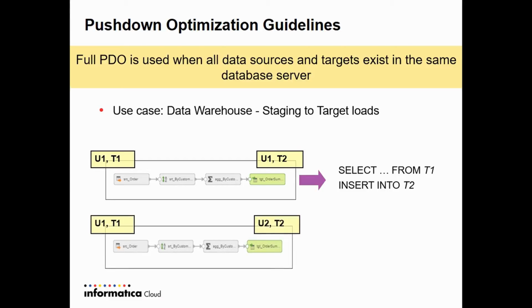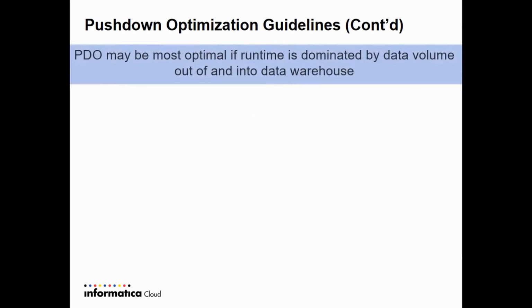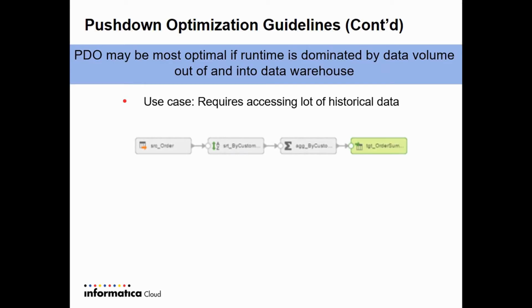However, when you use PDO, the data is selected from table T1 in schema U1 and inserted into table T2, which is in a different schema named U2. So here, PDO automatically adds appropriate qualifiers for database transactions to execute properly. PDO may be most optimal if runtime is dominated by data volume out of and into the data warehouse. So, PDO can be used in situations when you require to access large volumes of historical data.